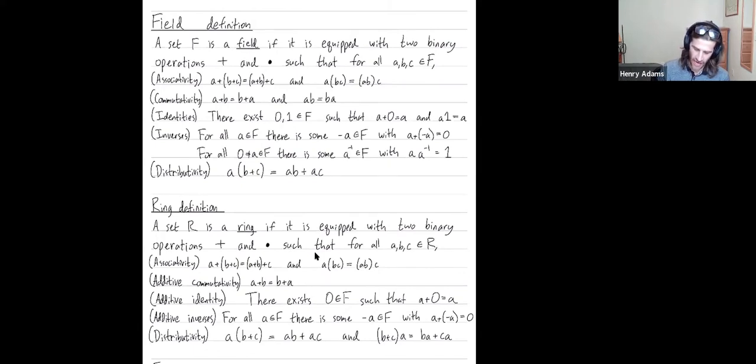Now we do have an additive identity called 0, and anything plus 0 is equal to itself. We don't necessarily have a multiplicative identity, okay? That's not required for a ring.